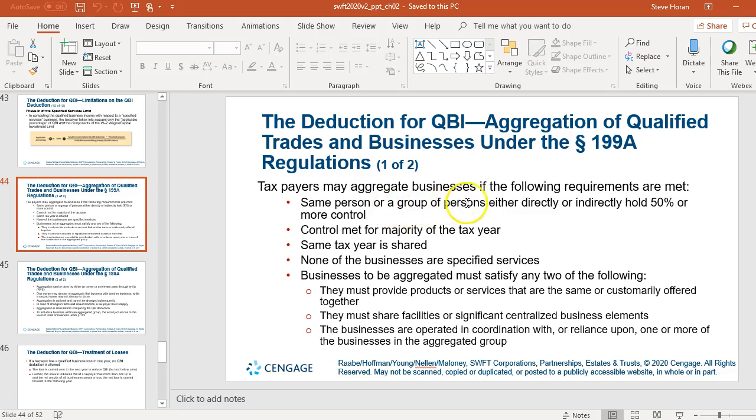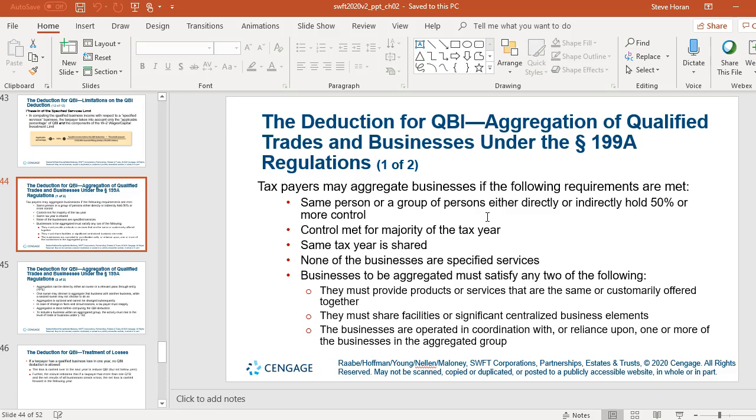Okay, so taxpayers may aggregate businesses if the following requirements are met. Remember, it's not uncommon for one person to own several businesses or portions of several businesses. The same person or group of people, either directly or indirectly, owns 50% or more control. Control is met for the majority of the year. The same tax year is shared. You can have a different tax year, believe it or not.